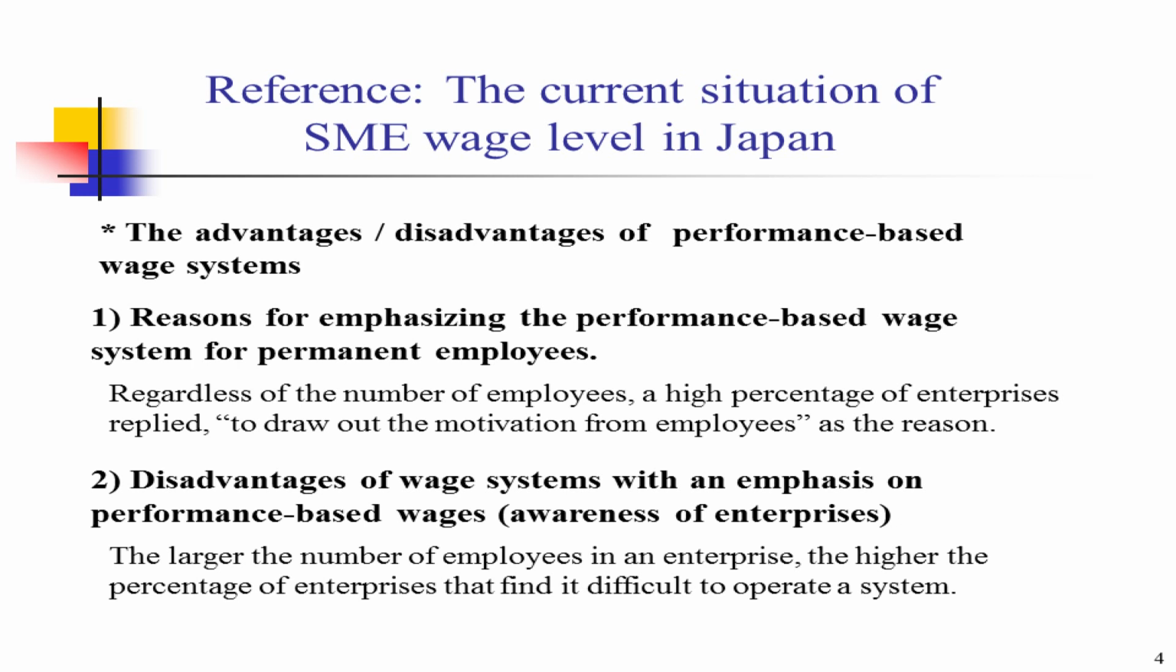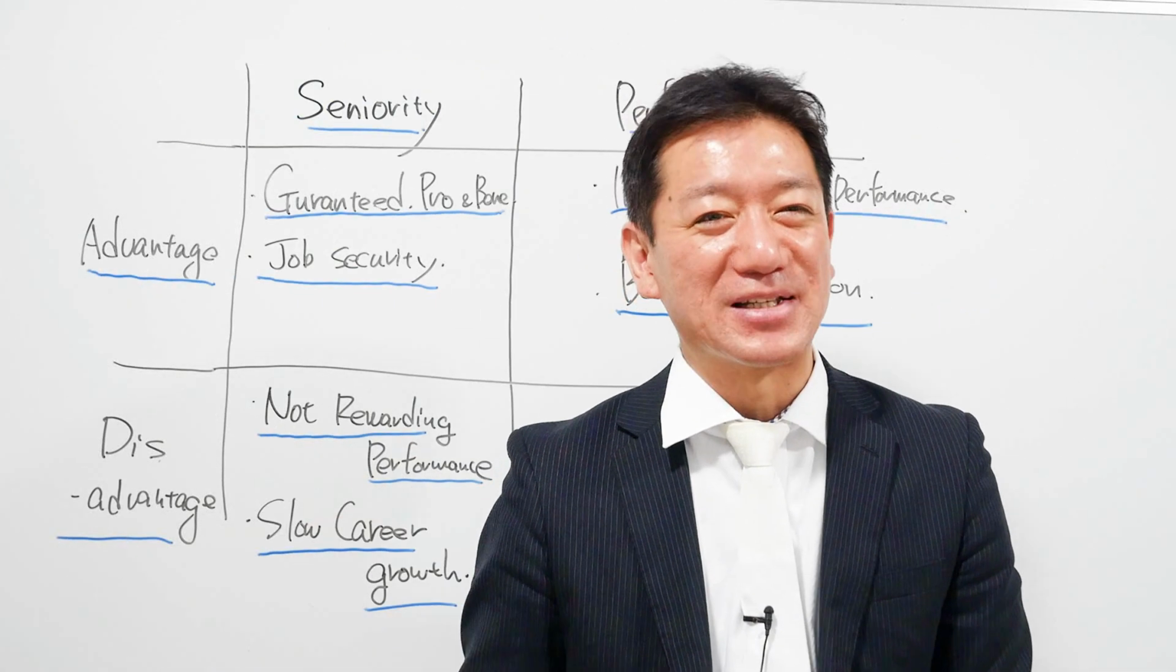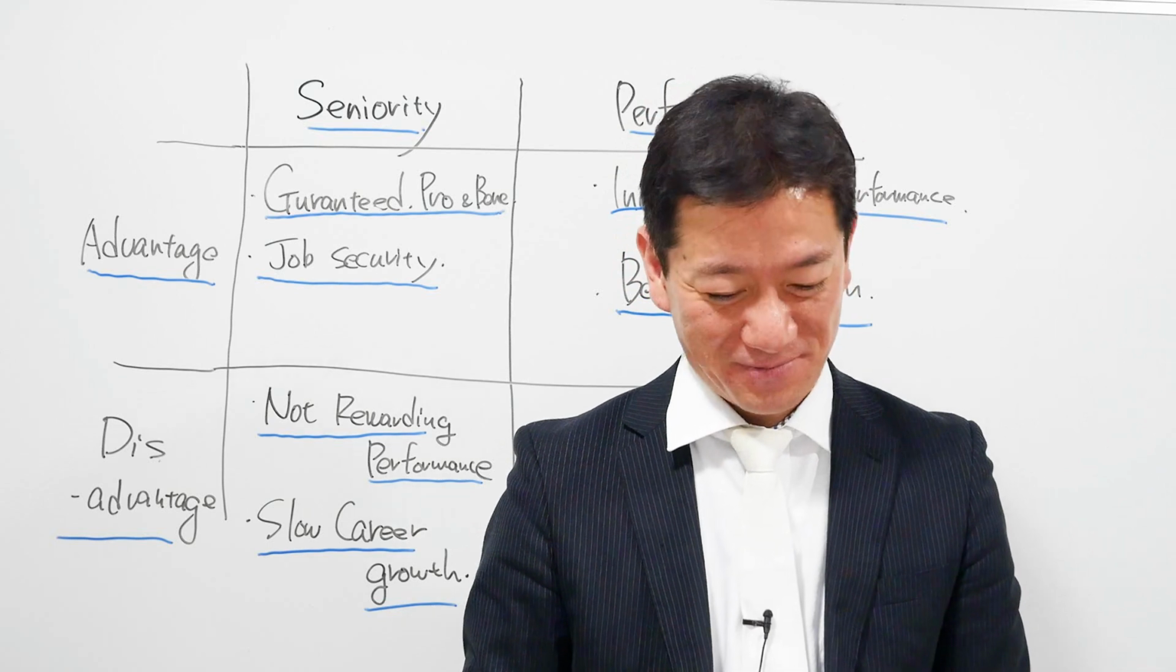And second, disadvantages of wage system with an emphasis on performance-based wage, awareness of enterprise. The larger the number of employees in an enterprise, the higher the percentage of enterprises that find it difficult to operate a system. It is not easy to set up the guideline. This is a disadvantage, okay?